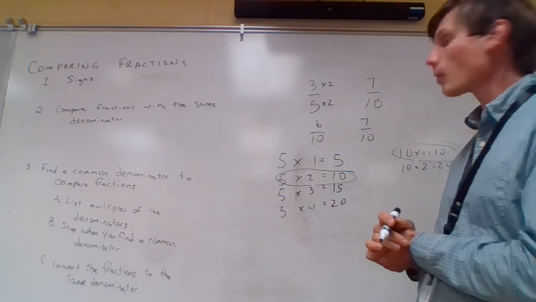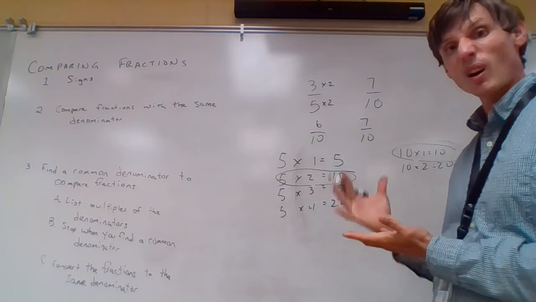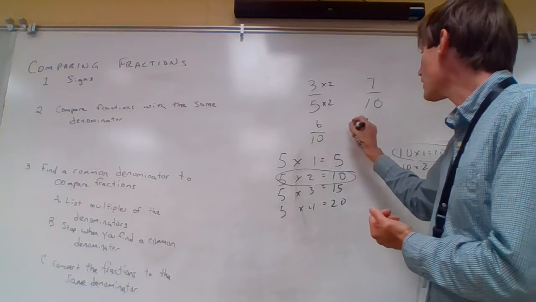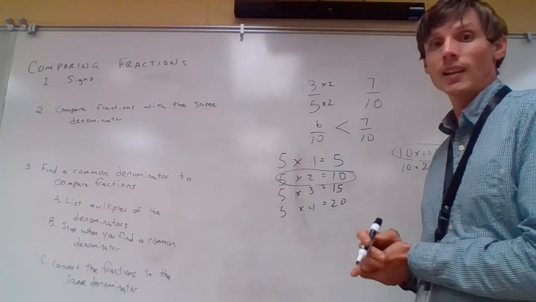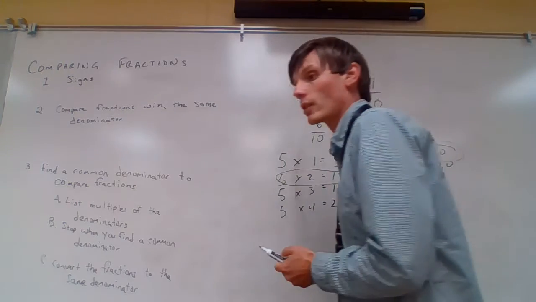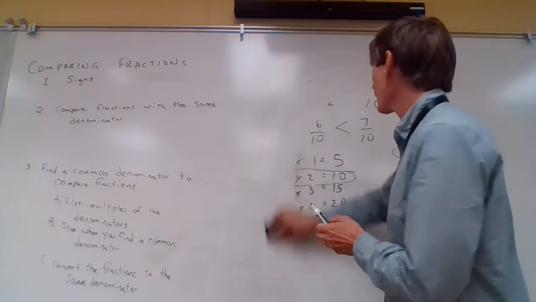And if it wasn't clear before, it is certainly clear now. We have 10 parts, 6 of those 10 versus 7 of those 10. We know that 6 over 10 is less. So I'll put that less than sign between those two. Okay, let's look at a couple more examples, maybe make them slightly tougher.